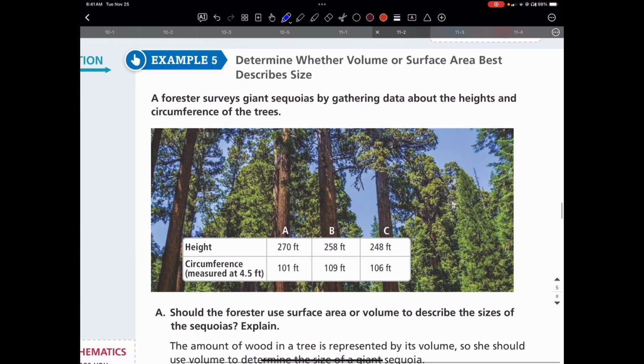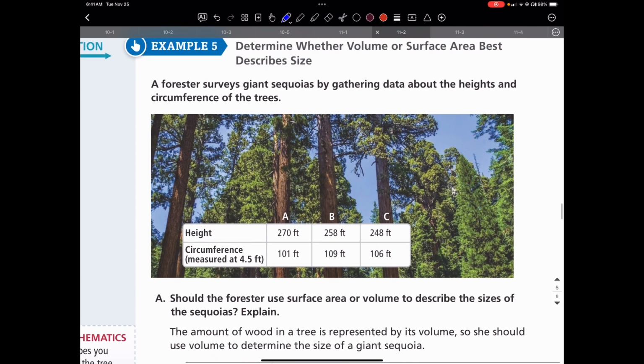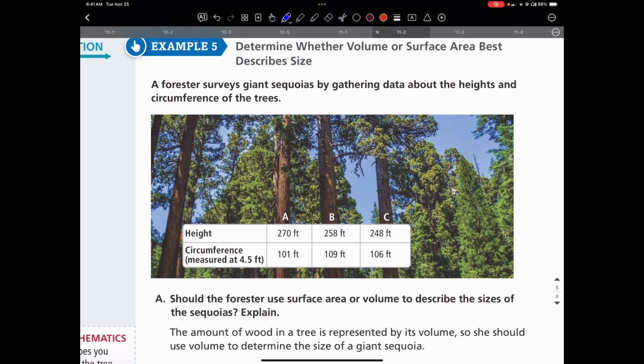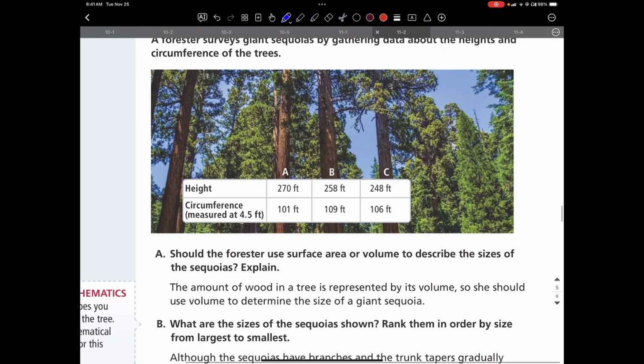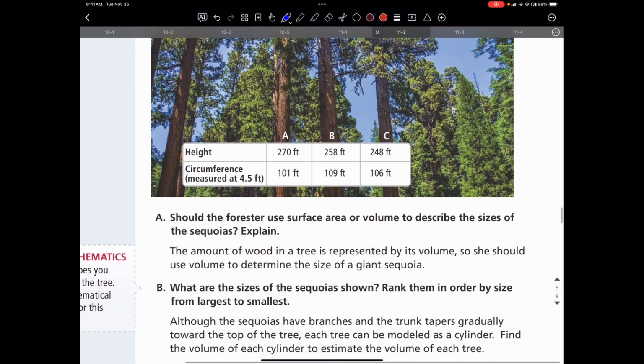Example 5. Determine whether volume or surface area best describes size. A forester surveys giant sequoias by gathering data about the height and circumference of the trees. Should the forester use surface area or volume to describe the sizes of the sequoias? Explain. The amount of wood in a tree is represented by its volume, so she should use volume to determine the size of the giant sequoia.